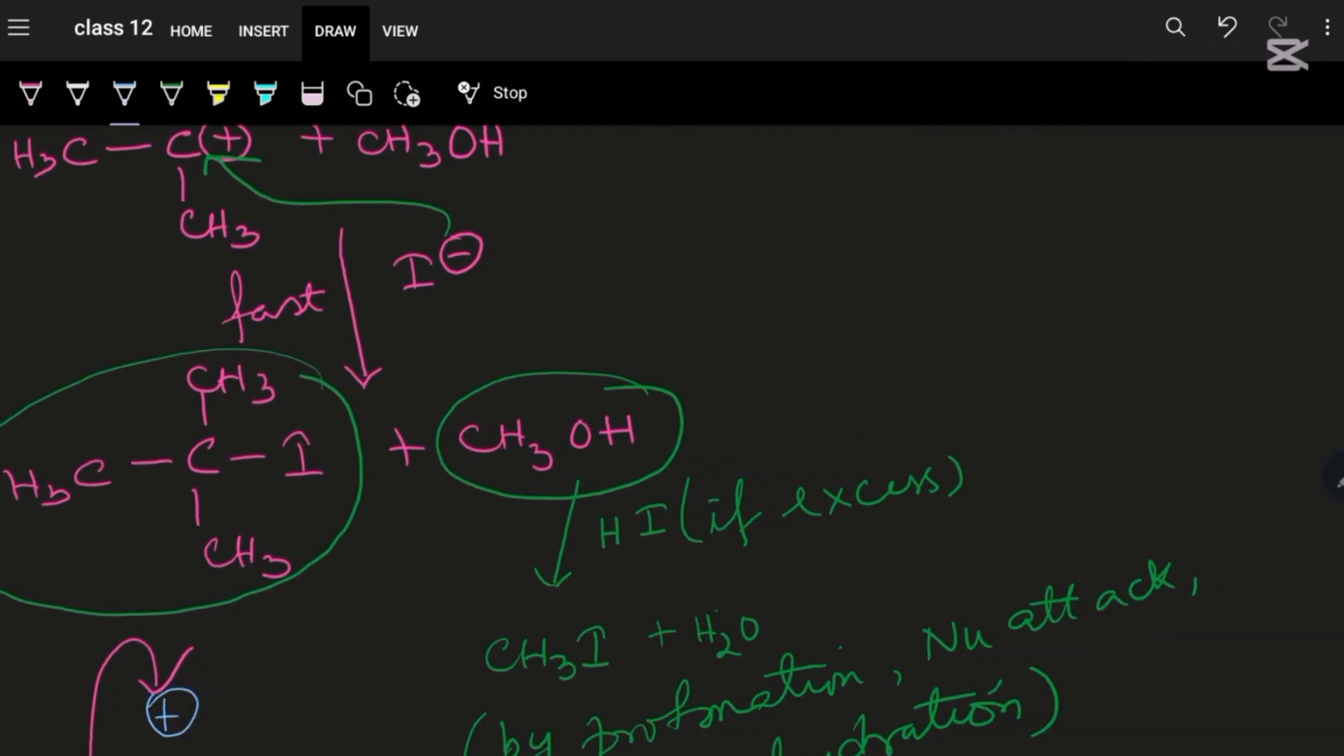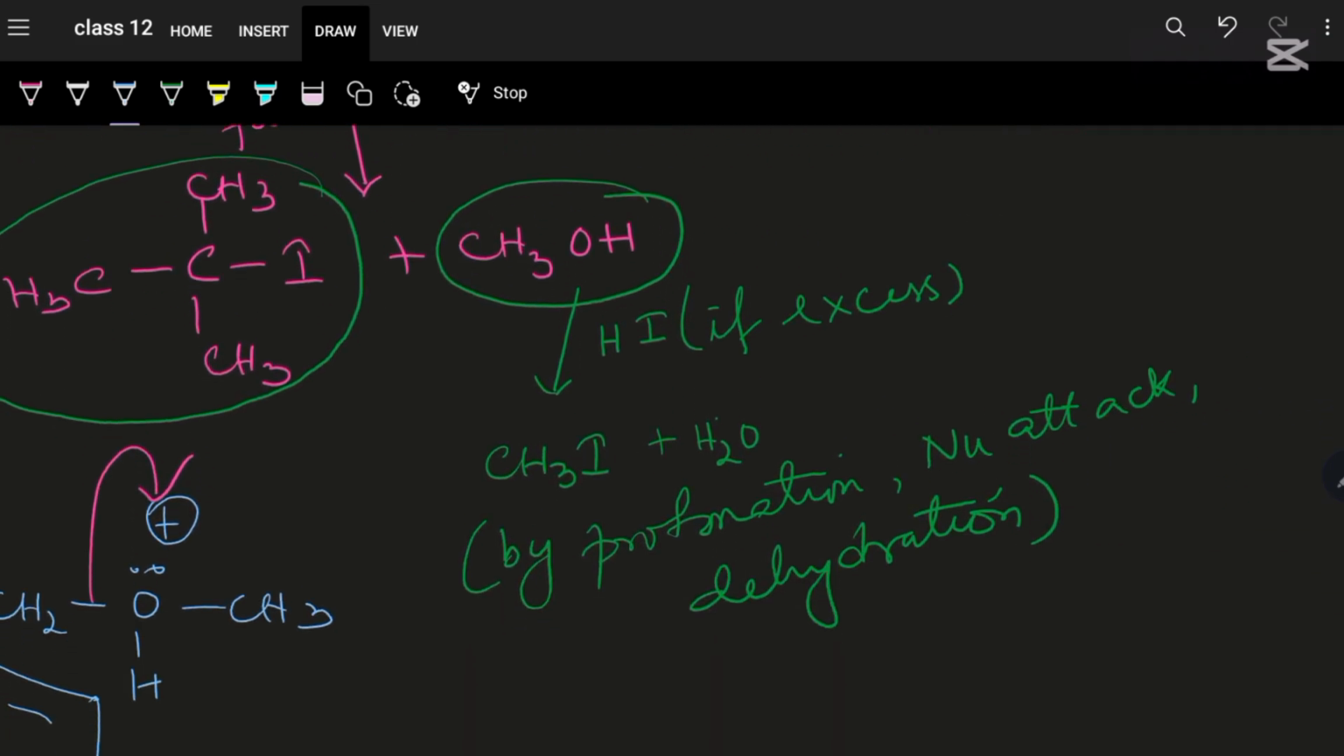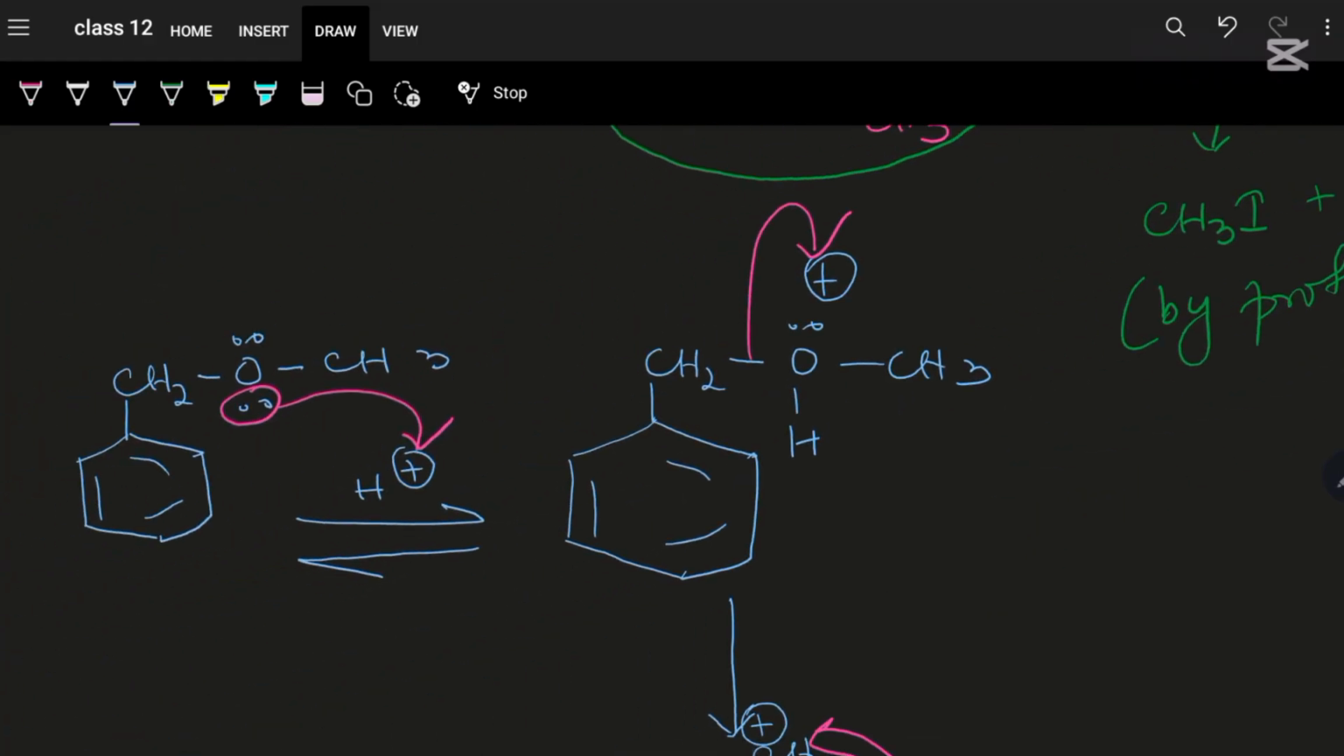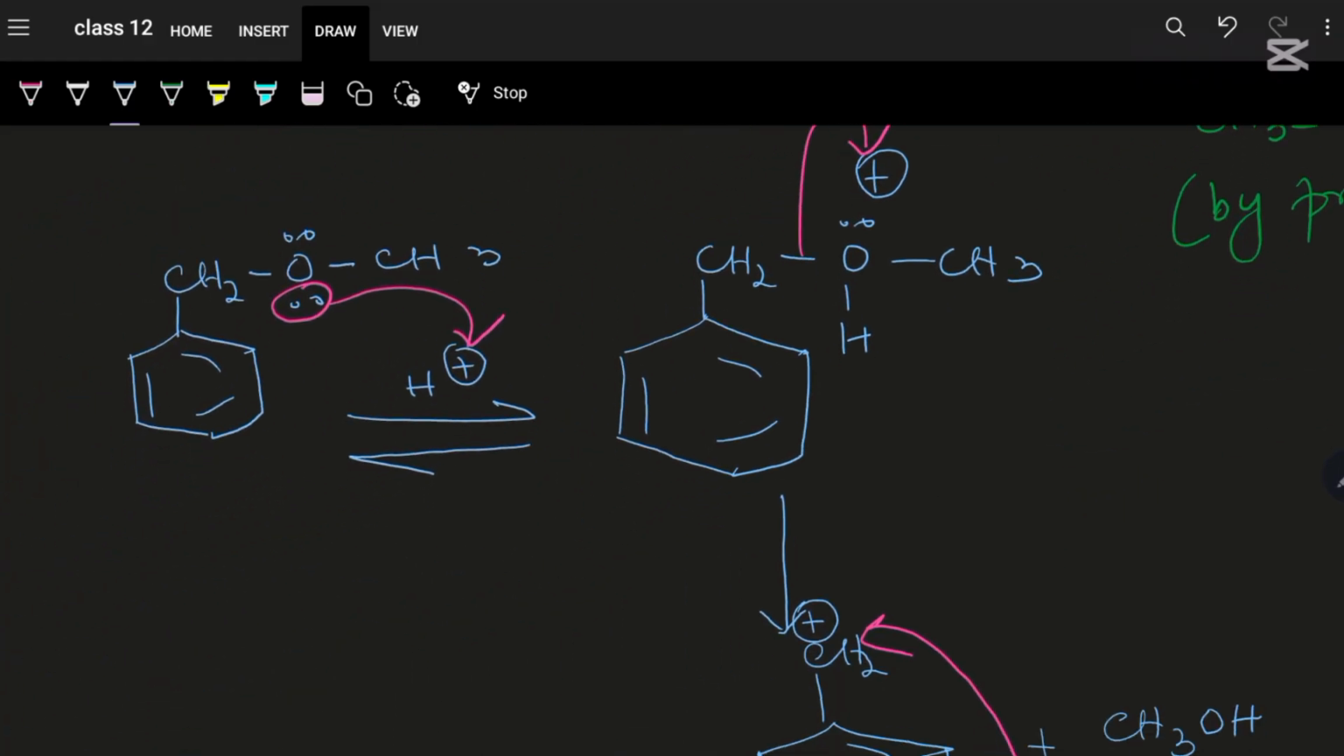So if there is excess of HI, then CH3OH will again get protonated and dehydrated to form CH3I plus H2O. Next, the reaction with a benzylic position getting attached to oxygen.